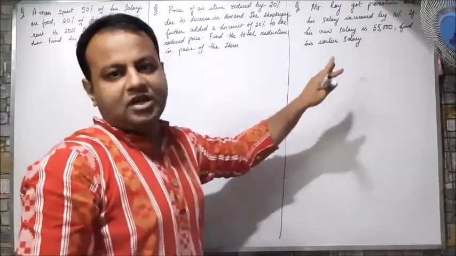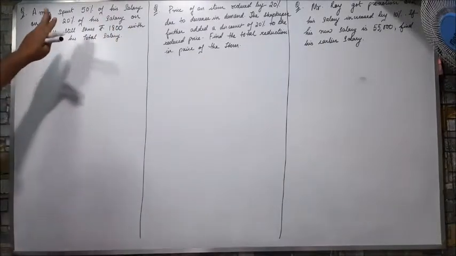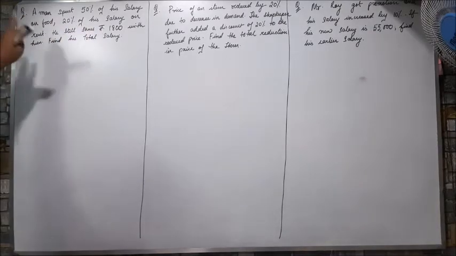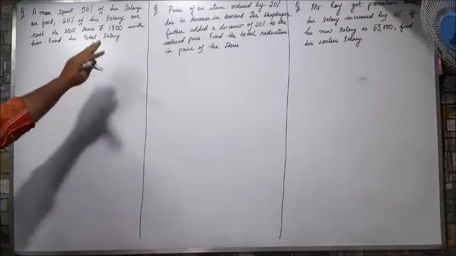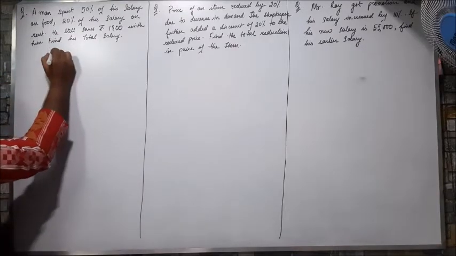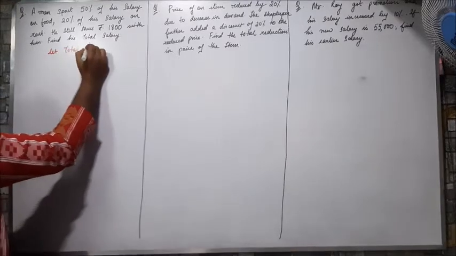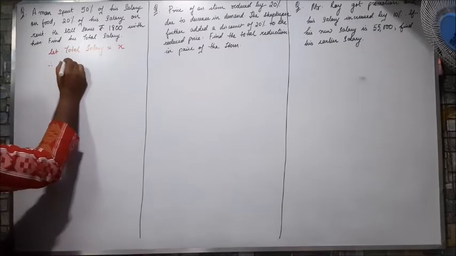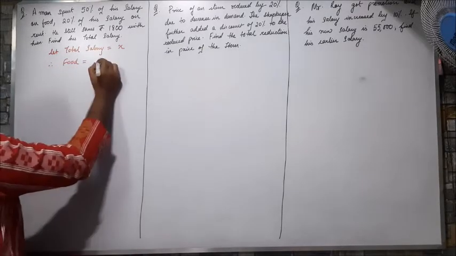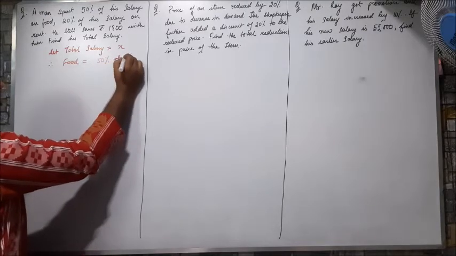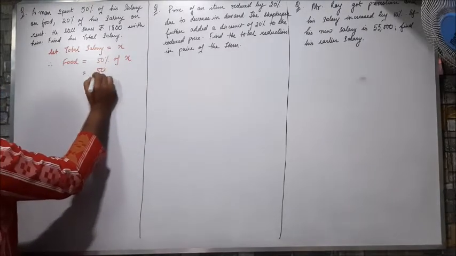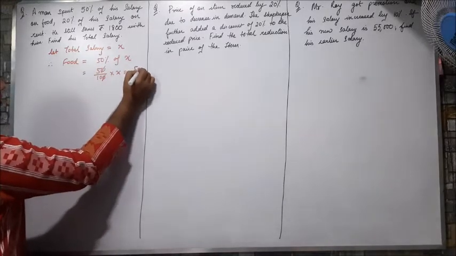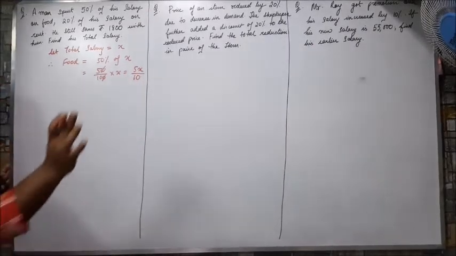Three questions are given. The first question: a man spent 50% of his salary on food, 20% of his salary on rent. He still saves 1800 with him. Find his total salary. So let the total salary be X. Therefore, the amount of money spent for food is 50% of X, that is equal to 50 by 100 into X. It will be 5x by 10. Leave it as it is. Don't do anything here.